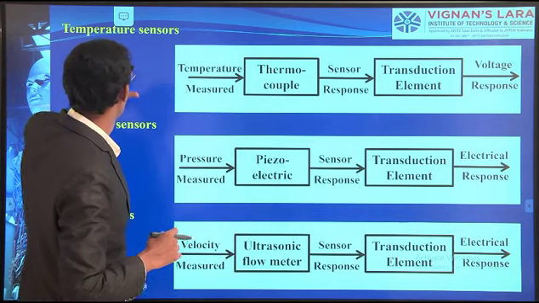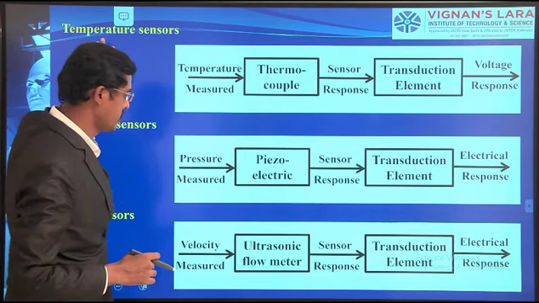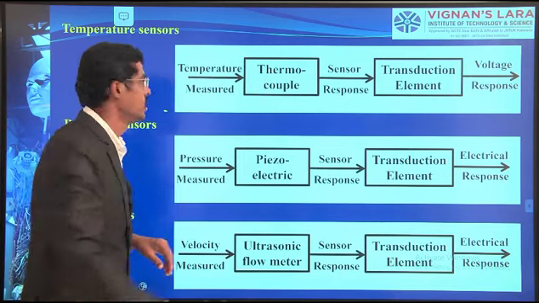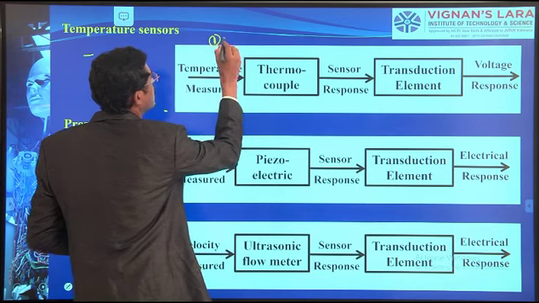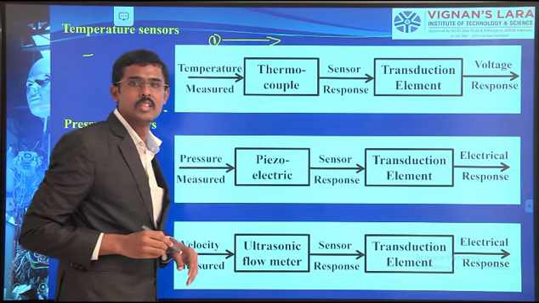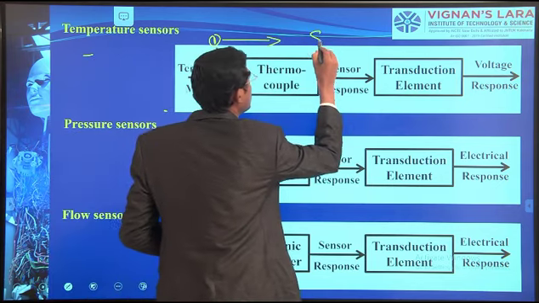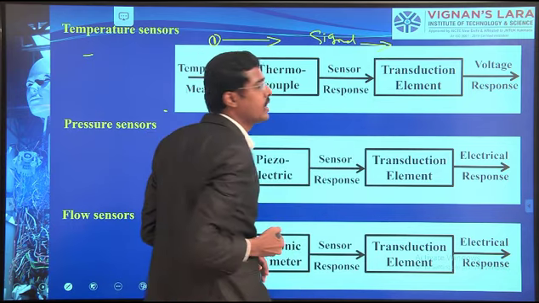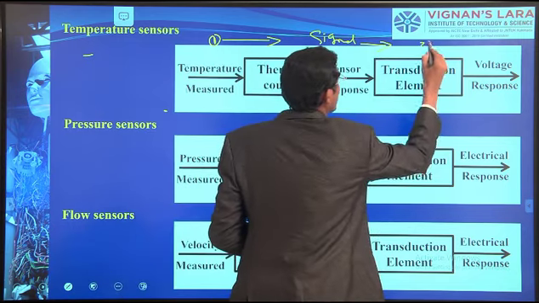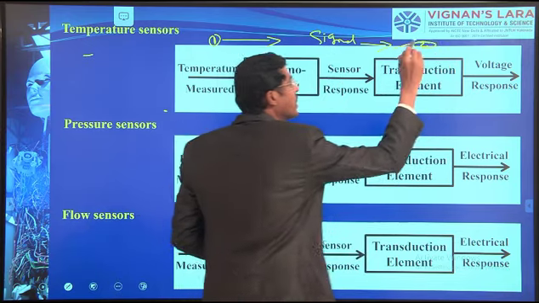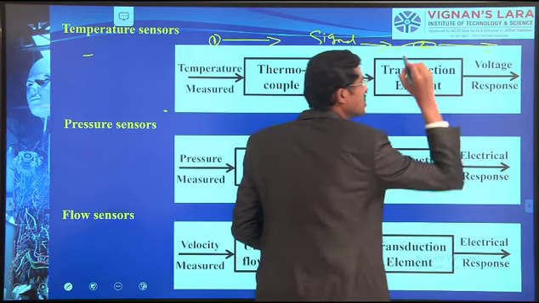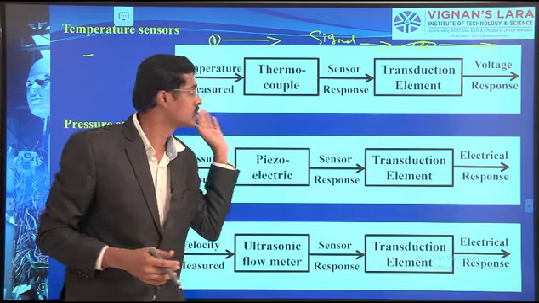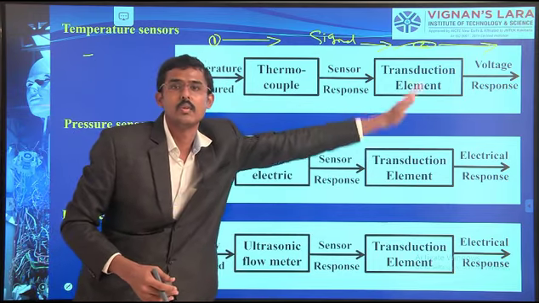You see, I am using a temperature sensor here, where the temperature is measured by using a thermocouple. The signal has been measured and converted, and then signal conditioning has to be done. This is the second stage: signal conditioning has to be done, and then we get it in the form of voltage, resistance, voltage responses. This temperature has been measured in terms of voltage responses.